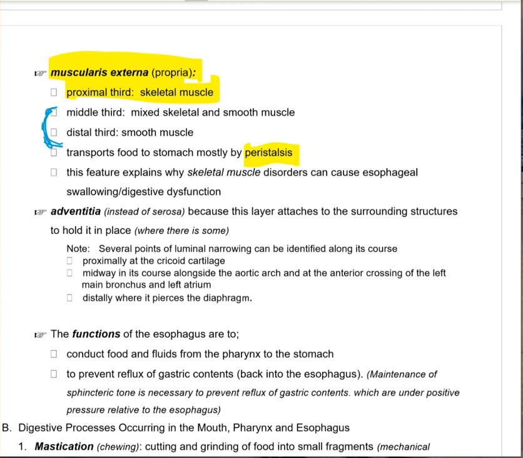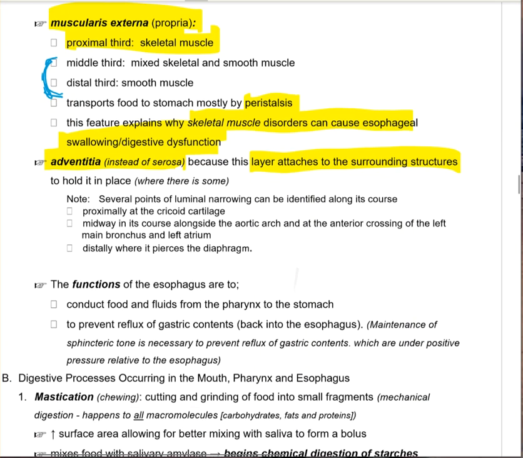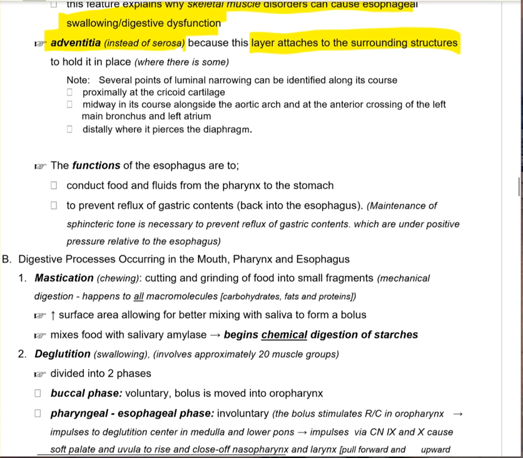And actually, this feature explains why skeletal muscle disorders can cause esophageal swallowing dysfunction, because the upper third-ish is skeletal muscle. So people who have skeletal muscle disorders can have swallowing problems. Now, remember, there's adventitia here instead of serosa. This layer attaches to surrounding structures, all right? And that's why we call it adventitia. I'm not worried about the luminal narrowing, but there is some there.